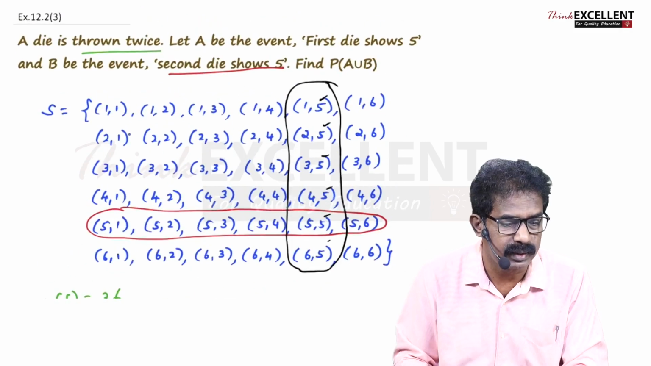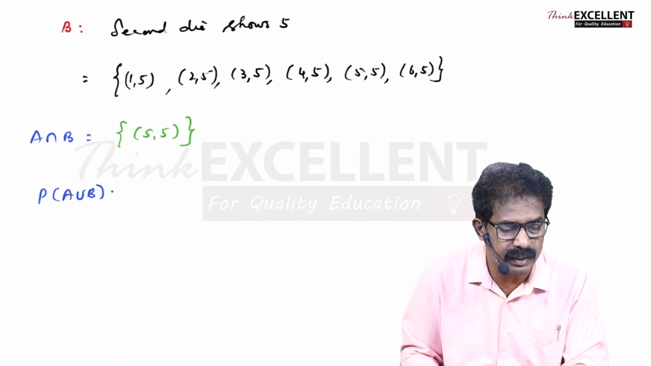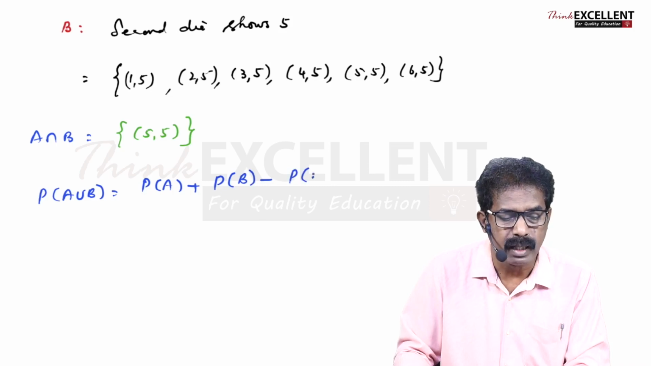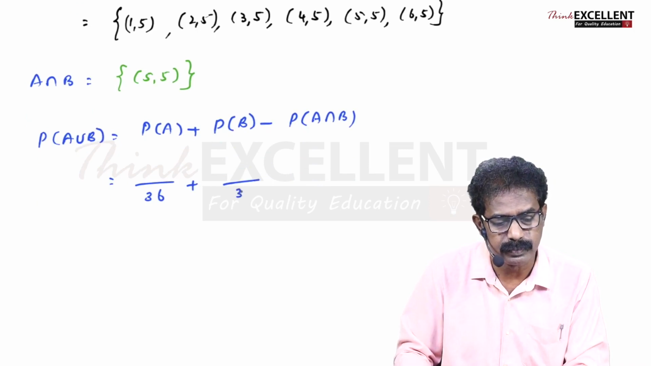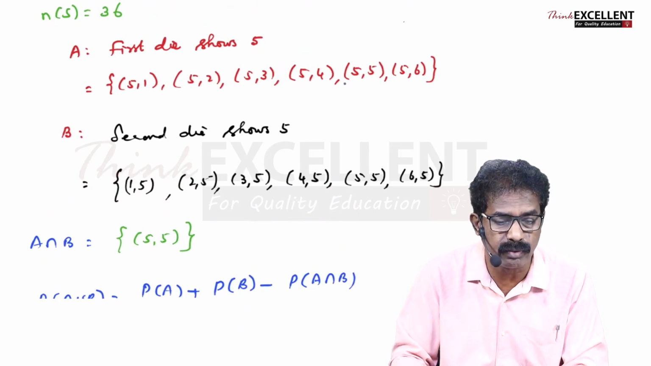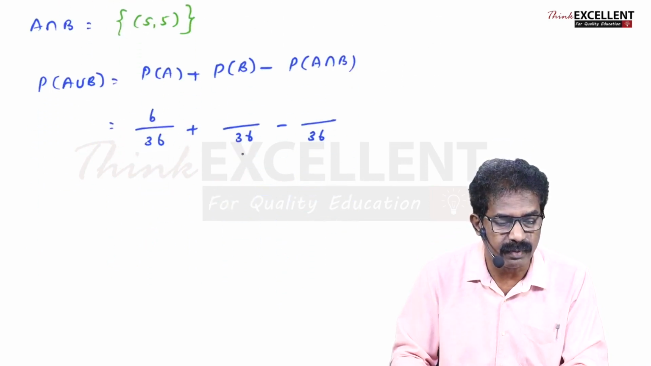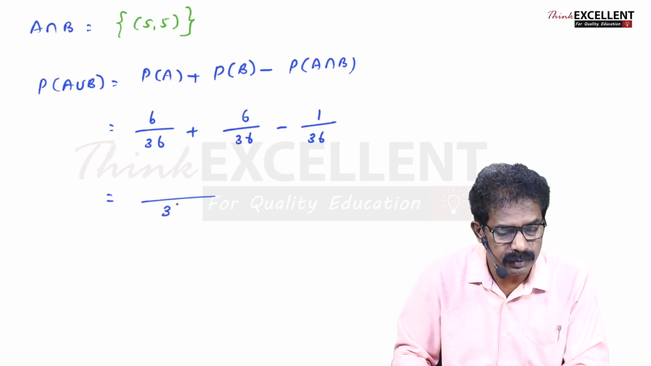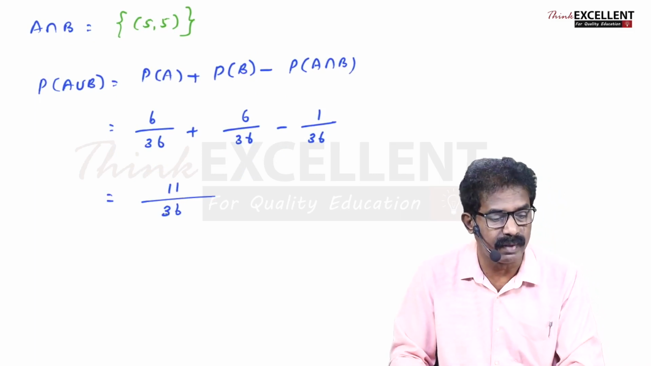So what's the question they ask? Find P of A union B. P of A union B, addition theorem on probability: P of A plus P of B minus P of A intersection B. In all the cases, denominator is 36. Numerator, you write the favorable. N of A is 1, 2, 3, 4, 5, 6. So 6 by 36. B, 1, 2, 3, 4, 5, 6. Favorable case is 6. A intersection B, just 1, right? So LCM 36. So 6 plus 6, 12 minus 1, it is 11. So your answer is 11 by 36.